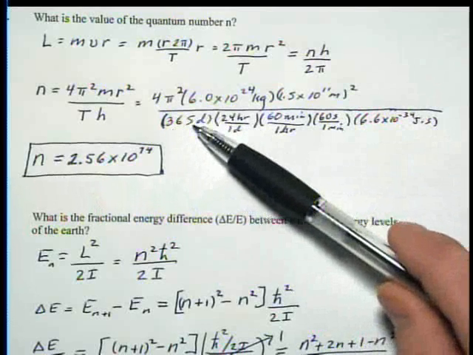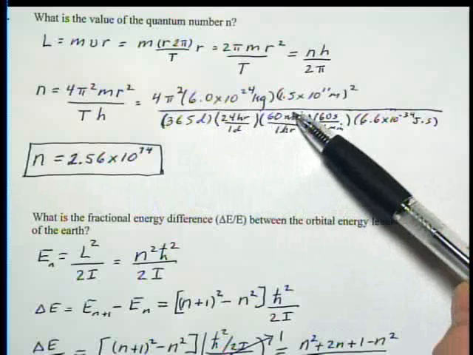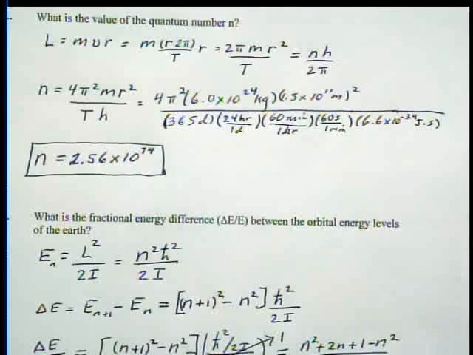I have 365 days approximately in a year, 24 hours in a day, 60 minutes in an hour, 60 seconds in a minute. Put that all together and you get about 2.56 times 10 to the 74. That's your quantum number. That's a big dang quantum number. All right, it's not 1, it's not 2, it's not 3.